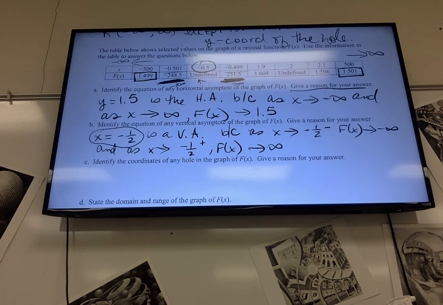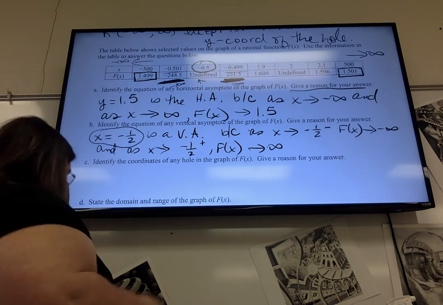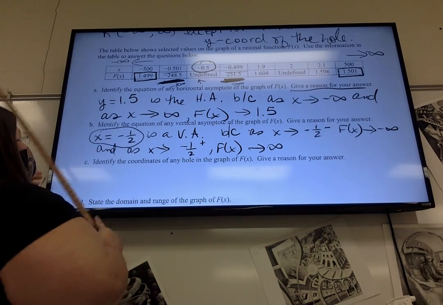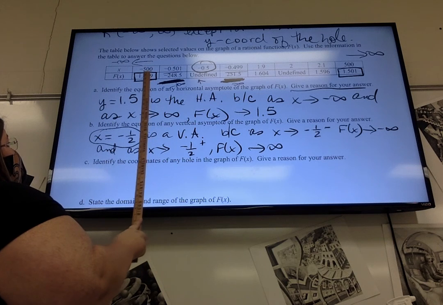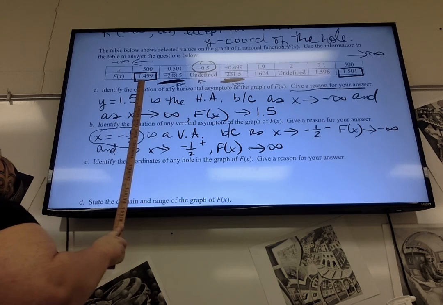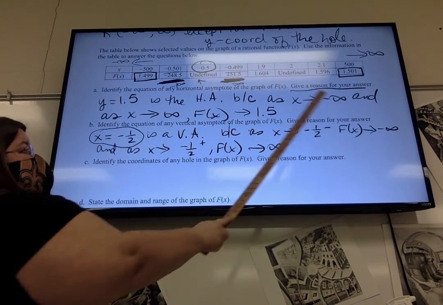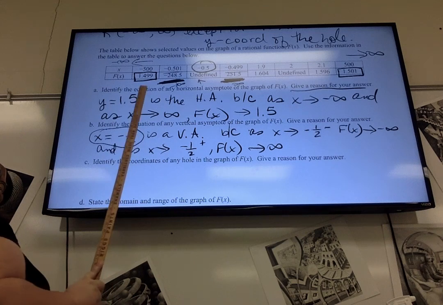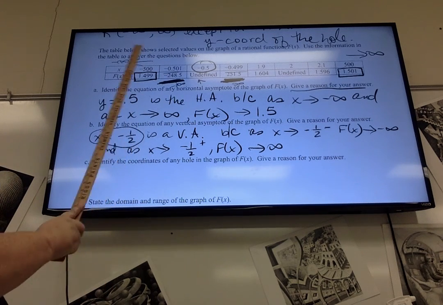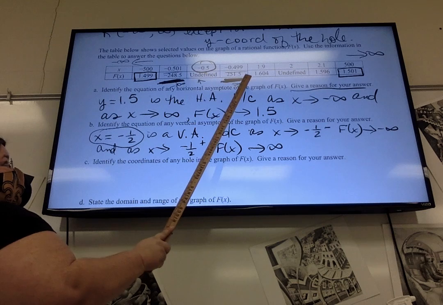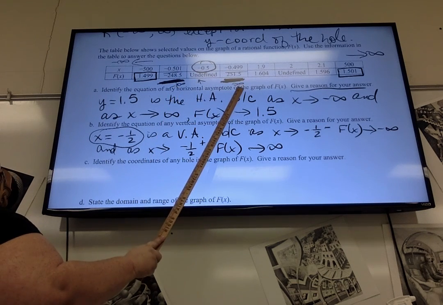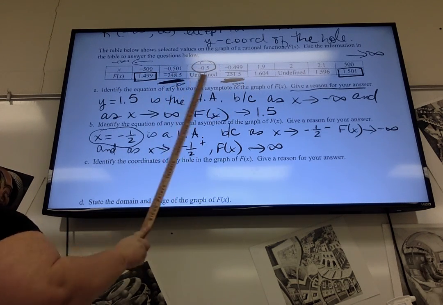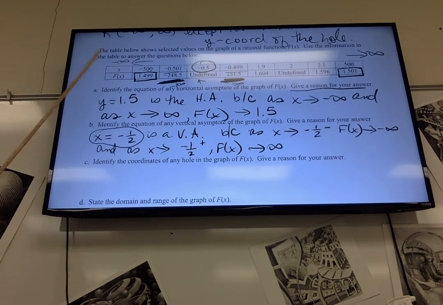So with the horizontal asymptote, which was part A, you look at the top and the bottom, and as I approach a very small number, what f of x or y approaches is my horizontal asymptote. That's what's going on here. Vertical asymptote, you look at the opposite. You look at the y, whichever one, when it gets really big and really small, whatever numbers that's around, that's our vertical asymptote.